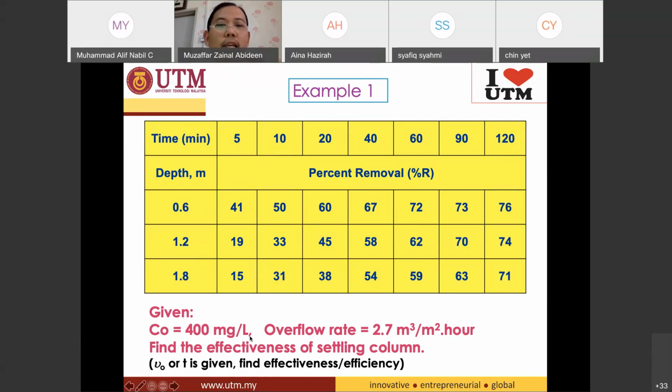Okay, just like what we did. So the overflow rate is given, and we need to find out the effectiveness of the settling column. See, they didn't say of the sedimentation tank. If it says of the sedimentation tank, then perhaps you have to times with the scale up factor. But this one is just of the settling column. The effectiveness of the settling column is to be found out. Right. You have data like this. So the next step is you have data. Then what you need to do? The first step. Anyone making a guess?